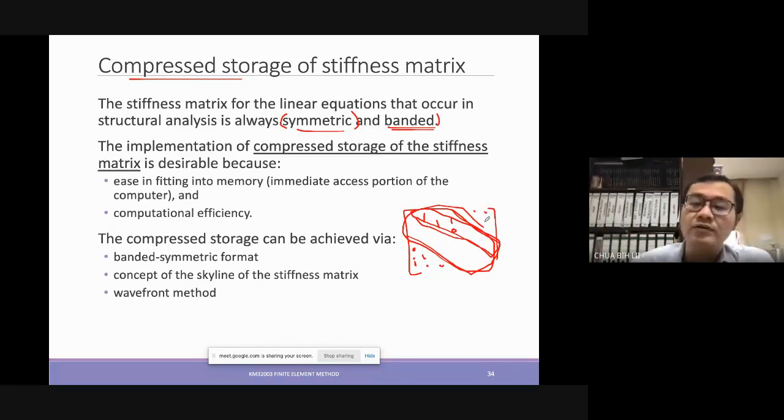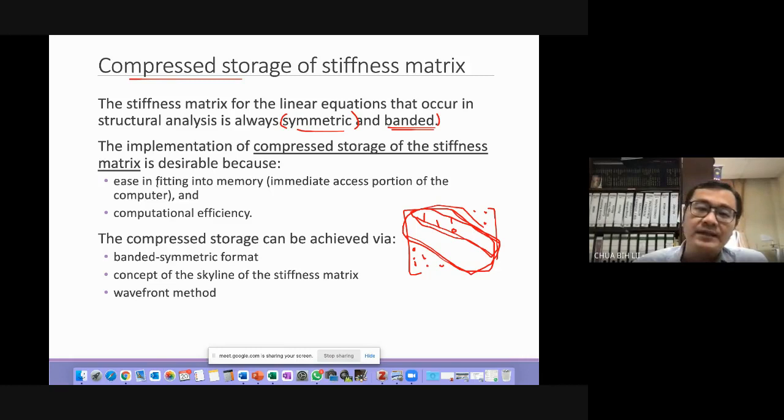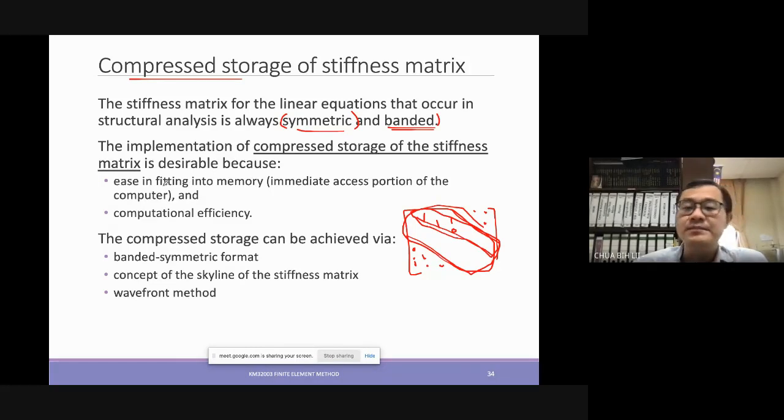So by taking these observations into account, we could somehow compress the storage by removing all this unnecessary zero for the purpose of the calculations. So we call this the implementation of a compressed storage of the stiffness matrix. It's useful to fit into the memory because the size is now smaller, for sure.